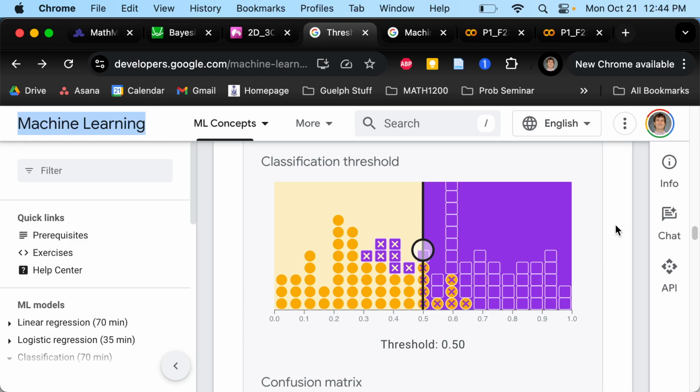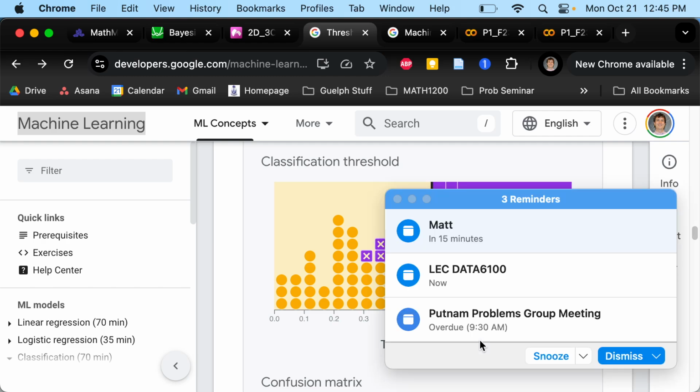Actually, to make it really crystal clear, why don't I do it like this? 0.53. So anything more spammy than this, I classify as spam. Anything less spammy than this, I classify as not spam. And you can see I'm making errors both ways, right? So the orange things, these are good emails. There are 5 emails that didn't get through.